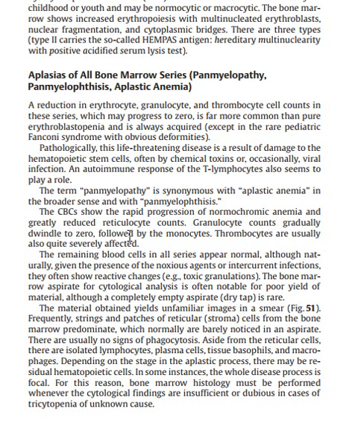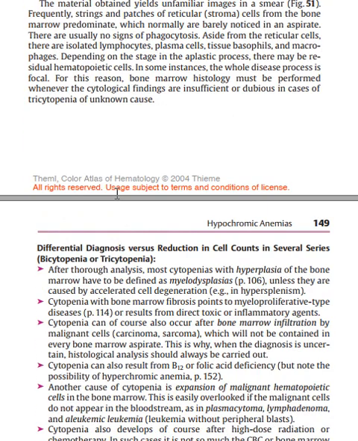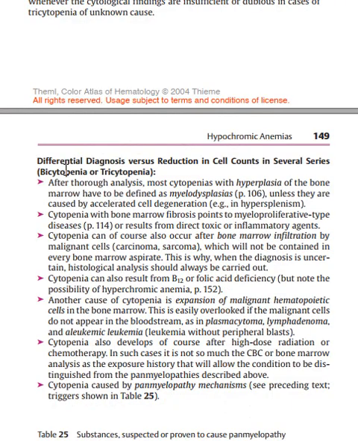So this is a reduction in the erythrocyte, granulocyte, and thrombocyte cell count in this series, which may progress to even a number of 0. Pathologically, this life-threatening disease results from damage to the hematopoietic stem cell, often by chemical toxins, or occasionally viral infection. So the term panmyelopathy is synonymous with aplastic anemia. Those are the terms that you can still use. In the complete blood count, you see no cells. Now, what are the differential diagnoses versus a reduction in the cell count of several series?